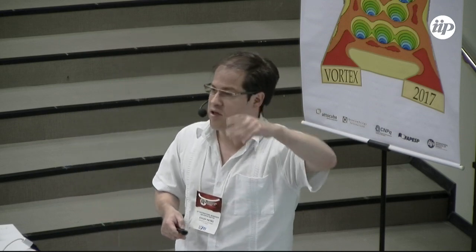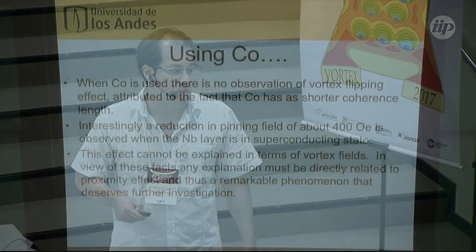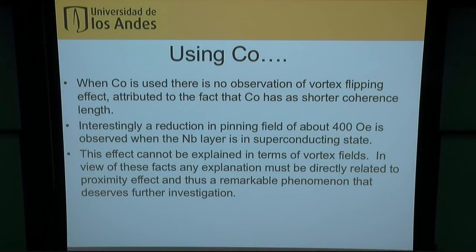Anyways, when using cobalt, there is no observation of vortex flipping, and this effect is attributed to cobalt having a shorter coherence length, hence there is less energy for this process to take place. Of course, there is a reduction of about 400 oersted, which is quite large, of the pinning field. And the effect cannot be explained in terms of vortex fields, I already said that, but maybe it must be directly related to the proximity effect. I believe it's a remarkable phenomenon that deserves further investigation. Thank you very much.